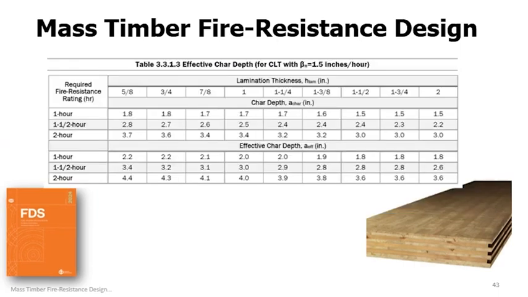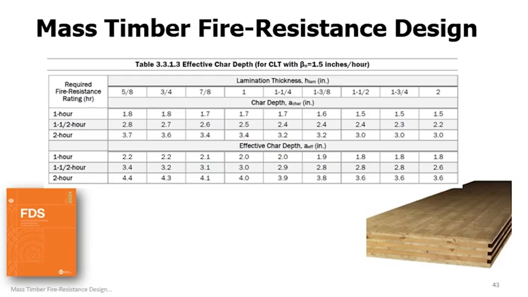But going back to the provisions in the FDS, here are the char depth values resulting from the CLT char depth model. This table, which also comes from FDS section 3.3, provides effective char depths for CLT with various lamination thicknesses. The table applies only to CLT in which all of the laminations in the layup are of equal thickness. But then the FDS commentary also has provisions for fire design of CLT with laminations of unequal thicknesses throughout the thickness through the layup.